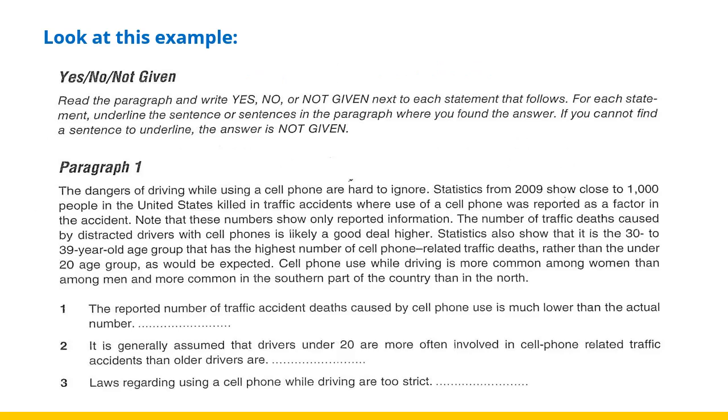So here we have one passage, one paragraph and 3 different statements. Let's review at least one of them to have a better idea how to complete this type of task. So for example, our first statement states: the reported number of traffic accident deaths caused by cell phone use is much lower than the actual number. So this statement is going to be false, because if you read sentences 2, 3, and 4, that's where the information is. It shows a different opinion about it. So the author actually doesn't think so.